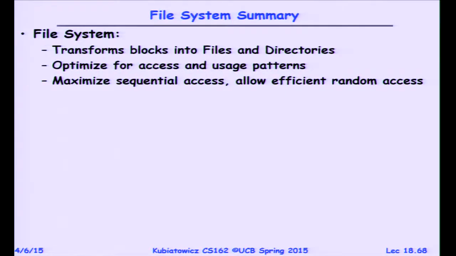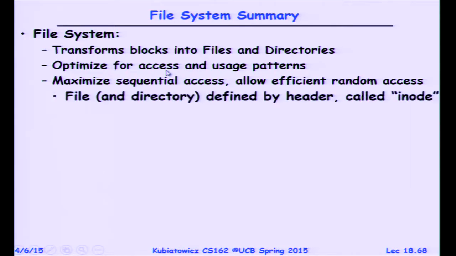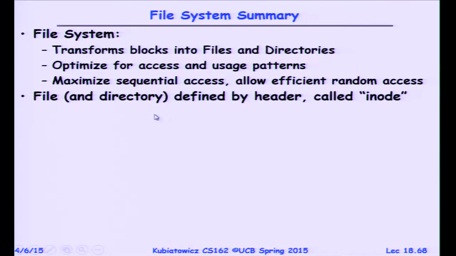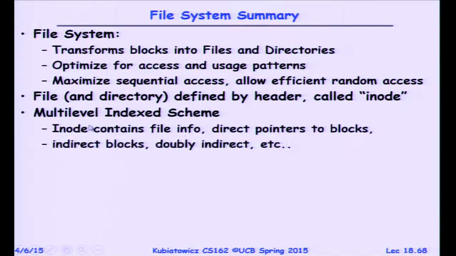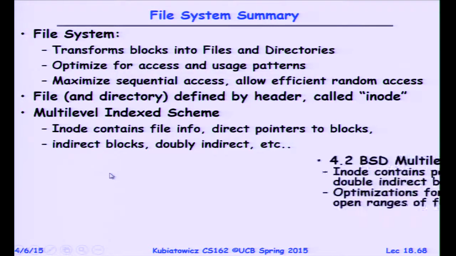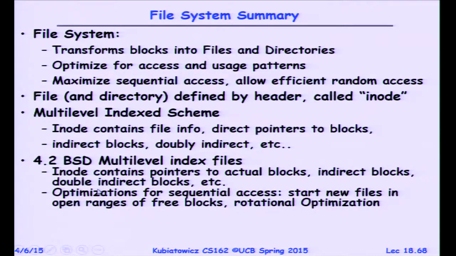All right, so let's finish up for now. In conclusion, we talked about file systems for transforming blocks into files and directories. They're going to be optimized for access and usage patterns. We'll talk more about that next time. There's a header called an inode that defines files and directories. This multi-level index scheme we've been talking about is the one we really want to use, and we're going to talk a lot more about that. And we're going to, in fact, talk about optimizations for the 4.2 BSD scheme, and we'll talk about NTFS and a few other things next time.